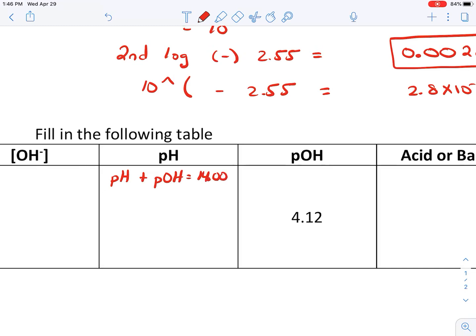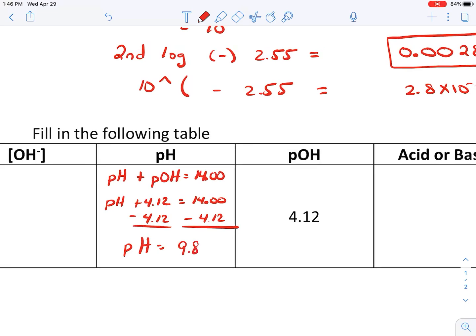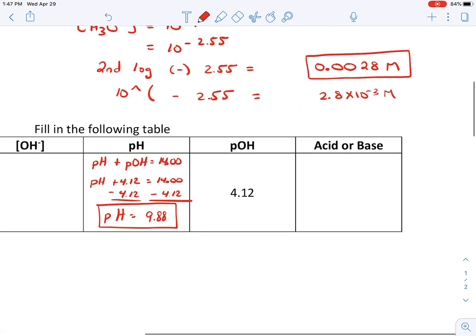So we can plug in 4.12 there for our pOH, and then we can find our pH. We subtract 4.12, and our pH then is 9.88. That one was pretty simple. While we're at that simple step, is it an acid or a base? pH is above 7, so we're going to say that's a base.